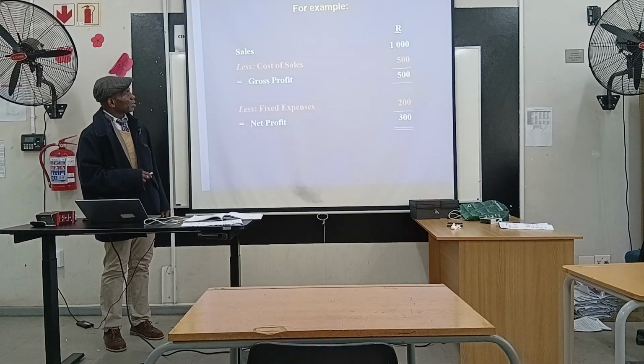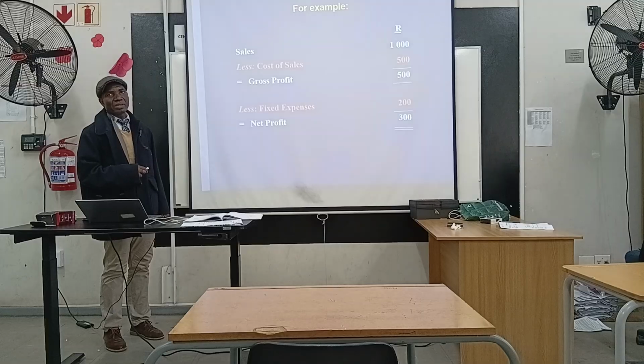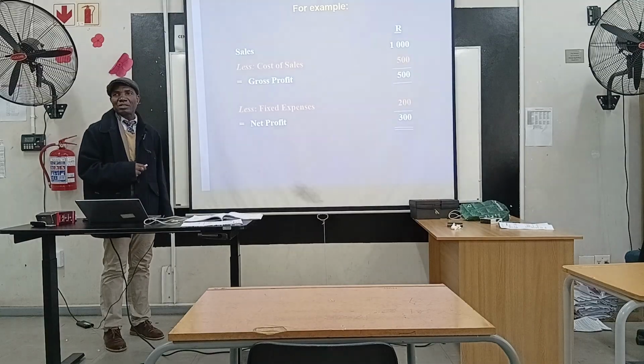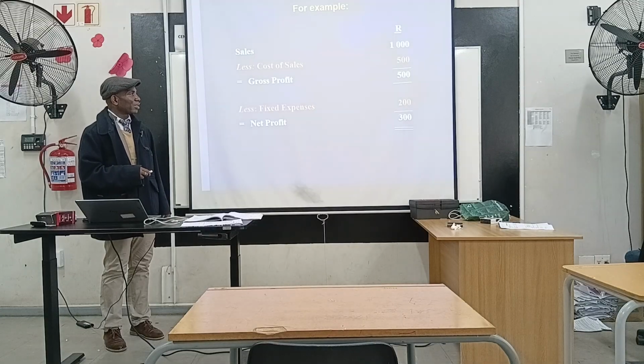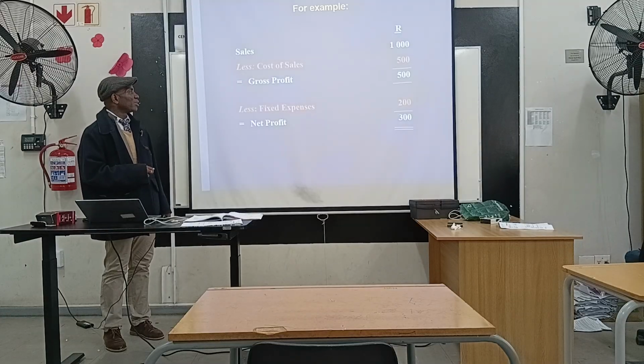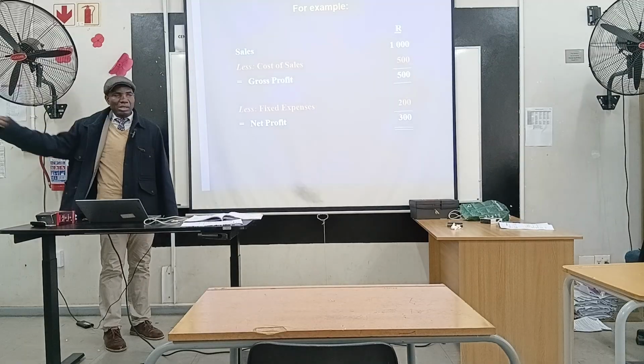For example, you have something of this nature. Let's say the sales is 1,000, then you minus, less means minus, right? You minus the cost of sales, which is the variable cost. Then let's assume that the variable cost is 500. Then whatever is left is the gross profit, right?